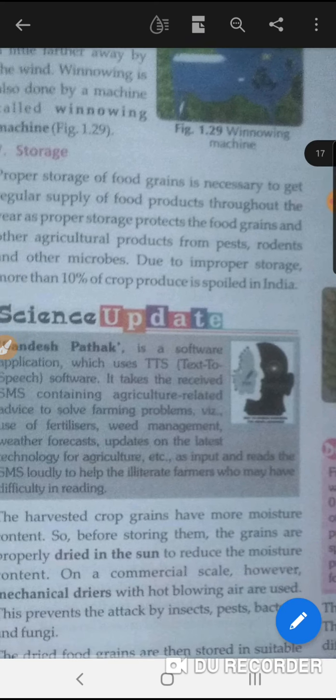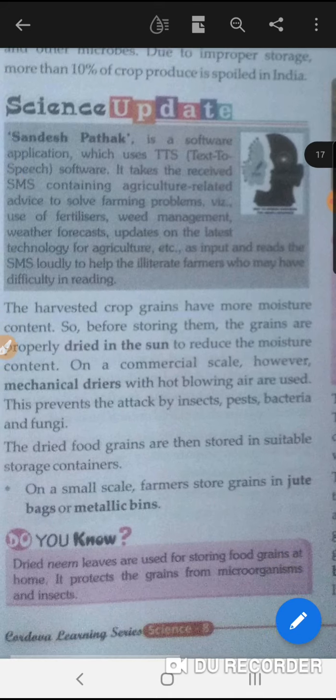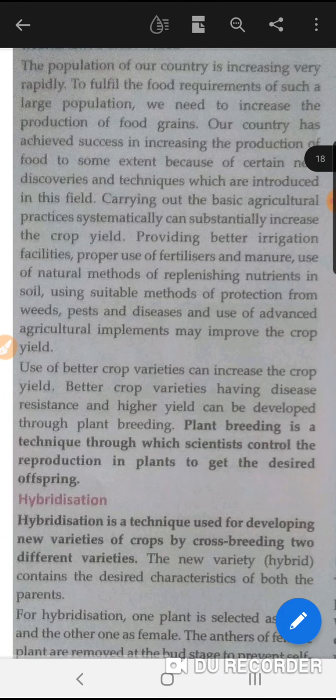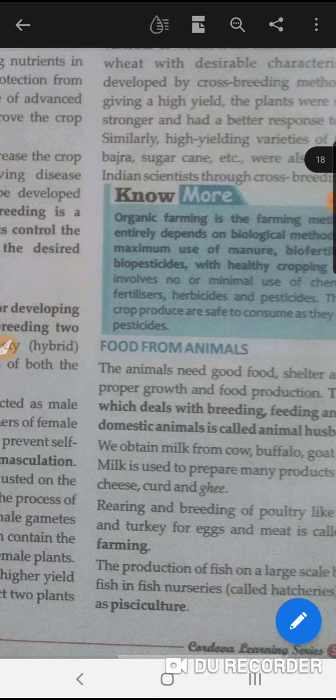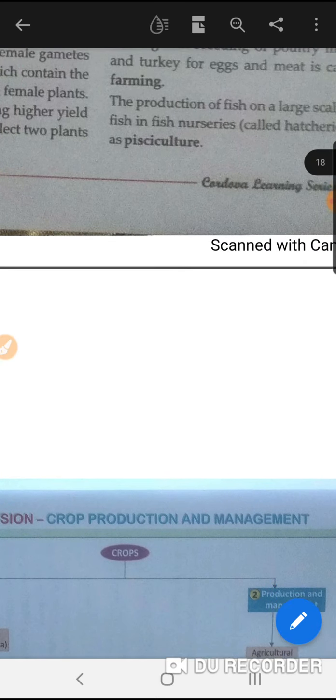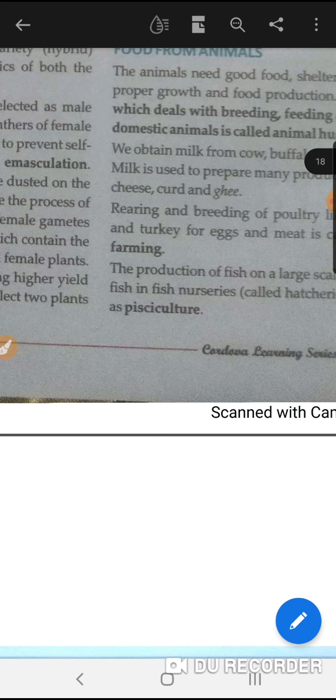We will discuss and revise all the topics, all the steps that we have studied till now in our next class, and study in detail about storage. Fine. In our next class, we will include the revision of the chapters and topics that we have discussed. After that, we will study about storage and then how to increase crop yield, hybridization, food from animals, that is animal husbandry, and our chapter will be completed.